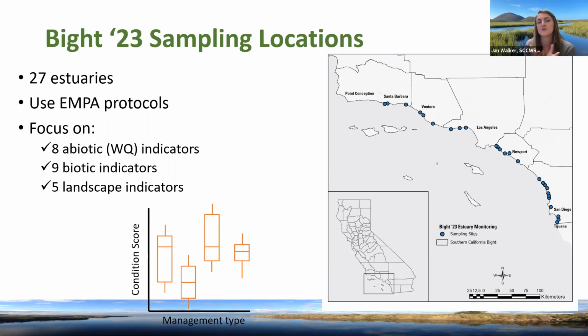So here is just another, we're focusing on 8 abiotic water quality indicators, 9 biotic indicators, and 5 landscape indicators. We're hoping to produce some graphics like this where we can look at condition score and compare it across management type. I also want to add that this is right now just a single element for 2023, but we're hoping that we get a lot out of it. We gain a lot of traction so we can do a broader estuary assessment moving forward in BITE, and our BITE cycles happen every 5 years.